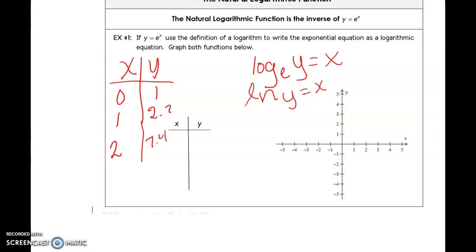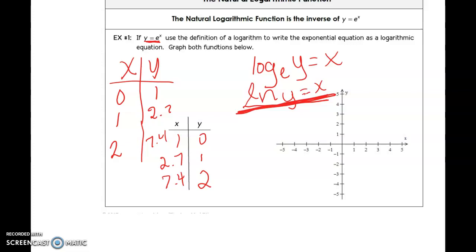Okay, now because we're looking at the inverse, we get to switch our x and our y. So right here, if we wrote them out, this is 1, this is 2.7, and 7.4. We pick these as our x, and what we're going to get for y is this outcome here. So 0, 1, and 2. So using this equation and comparing it to this equation, that's how we know they're inverses of each other.